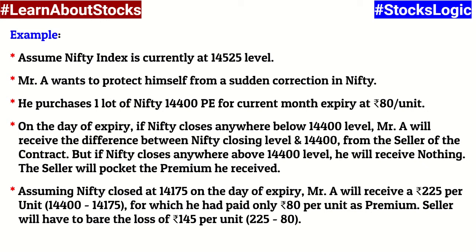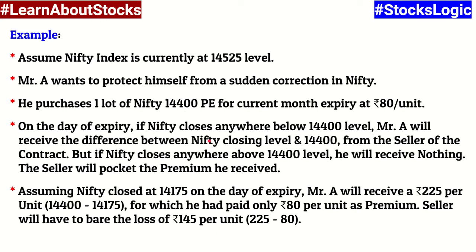Okay, but if the Nifty closes anywhere above that strike price, anywhere above 14,400 level, then Mr. A will receive nothing, and the entire premium that was paid to the seller will be the seller's profit. Okay, he will have to pay nothing to Mr. A. So this is the importance of the strike price. So since he had purchased 14,400 strike price while the Nifty was actually trading at 14,525, the benefit for Mr. A would have started only below 14,400 and nothing above it.